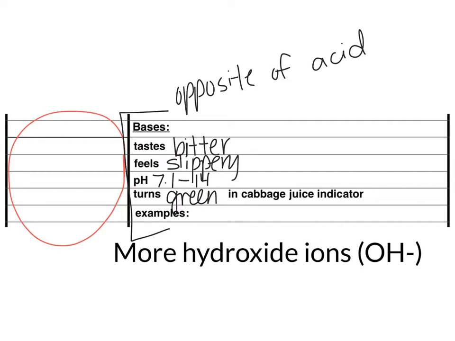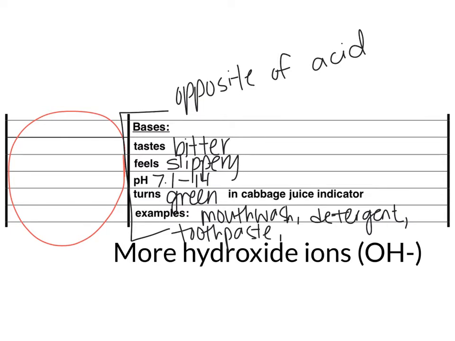So this is a lot of the household cleaners that you use, or soap. A lot of food is basic, but then when you cook it, it turns acidic the more and more processed and cooked it is. So examples of bases: mouthwashes, detergent. Any type of detergent, even if it has water added to it, is still basic. That's what helps get out all of the stains and clean your laundry. Cleaning supplies.